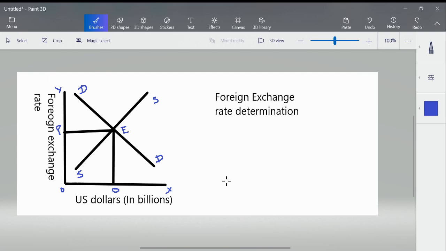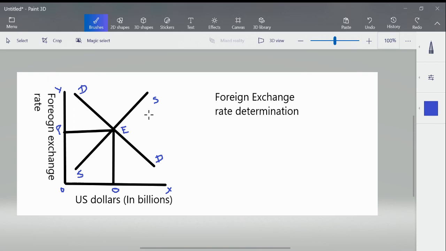So we are back with the second video and we were dealing with foreign exchange rate. We have already discussed how the foreign exchange rate is determined. Foreign exchange rate is determined by the factors of demand and supply, and demand and supply act as the factors with which the foreign exchange rate is determined.